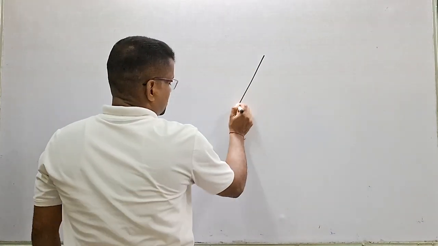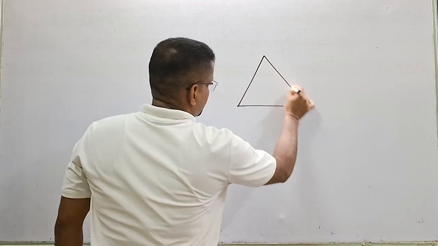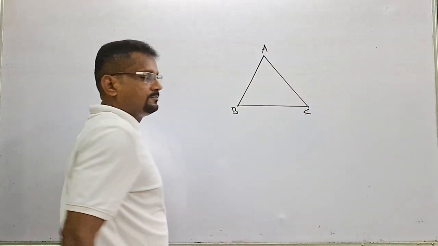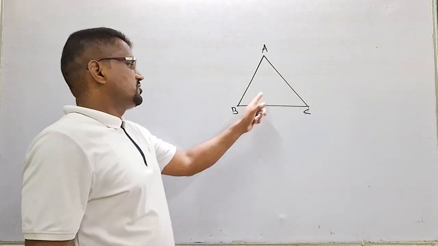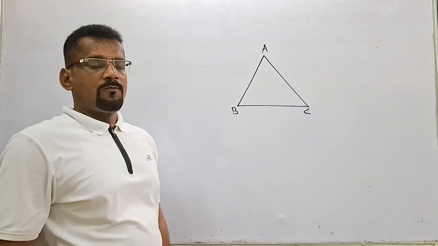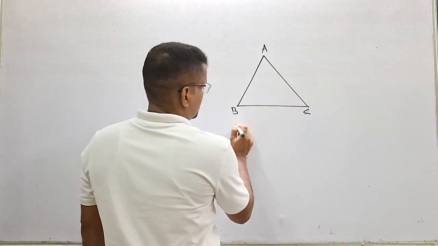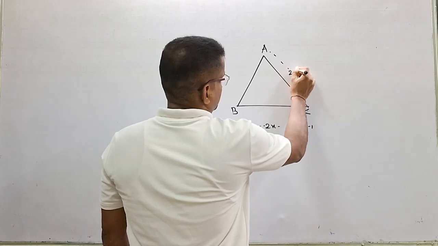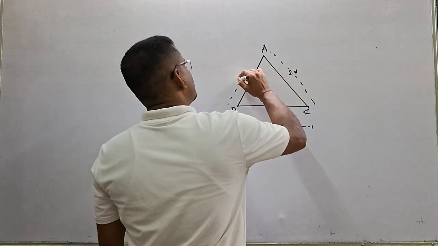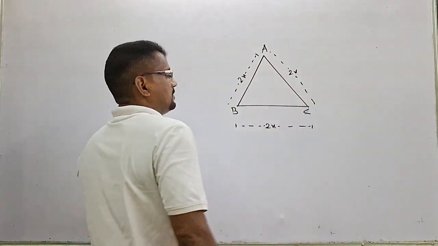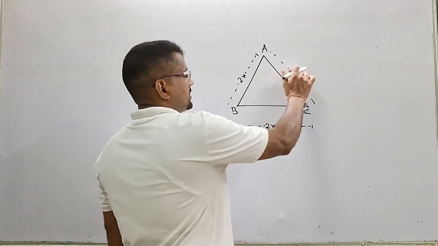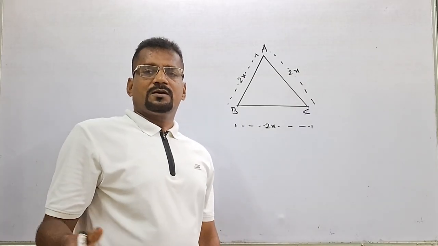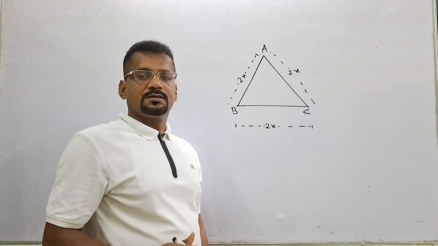So here I will consider an equilateral triangle. ABC is an equilateral triangle. Now, as it's an equilateral triangle, all sides are equal. So let us take the sides are twice x, and then AC is also twice x, and AB is also length twice x. So why we have taken twice x? You can take x also, does not matter. Just for our convenience, we have taken twice x.